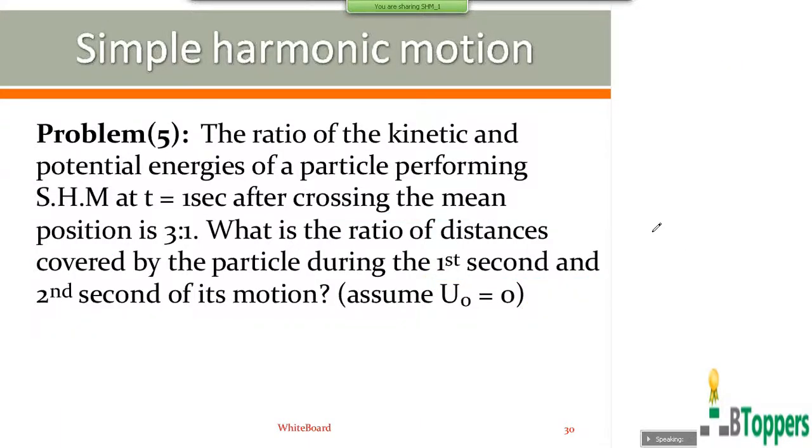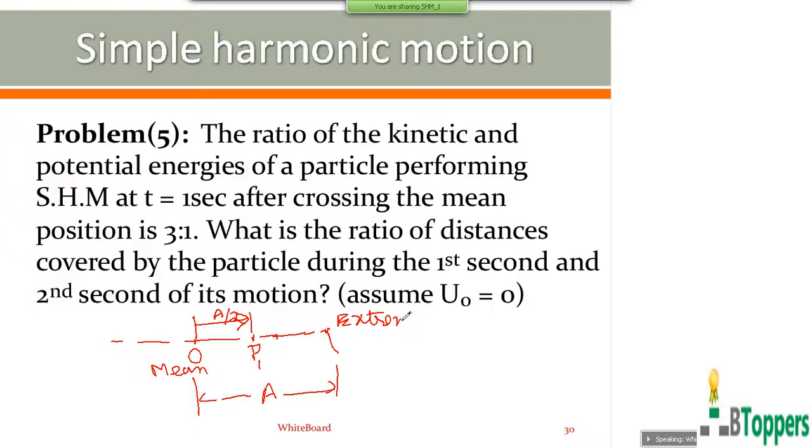So we have seen that at t equal to 1 second after crossing the mean position, the particle is at the position P1, which is at a distance y equal to a by 2 from the mean position, where a is the magnitude of the displacement amplitude. So the distance between the mean position and one of the extreme positions will be equal to the magnitude of the displacement amplitude.